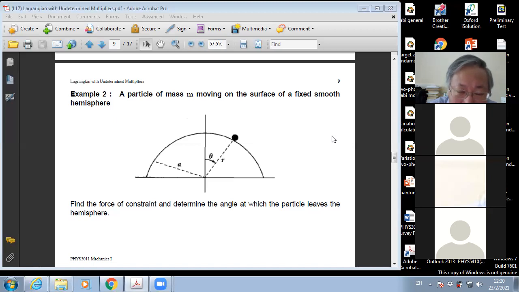The normal reaction will become zero, right? The normal reaction will become zero. So after solving the equations, you determine the normal reaction. And if the normal reaction vanishes, then the particle leaves the hemisphere. Okay, so I hope that gives you some idea how to use Newtonian mechanics to solve this problem.